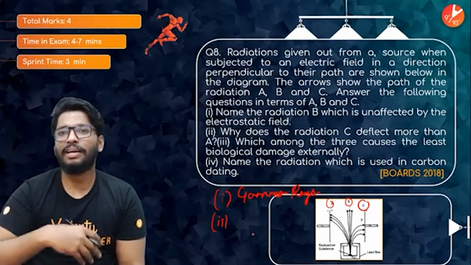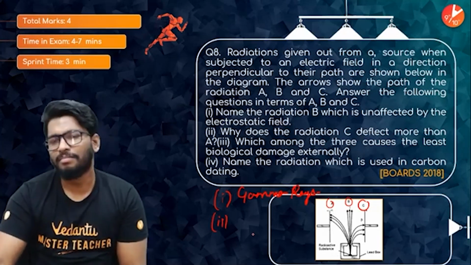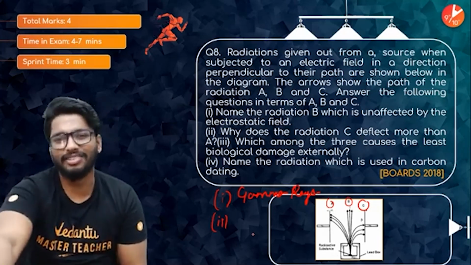In comparison, beta is much lighter than alpha. In other words, alpha is much heavier. You can see that alpha is much heavier. So that is one more thing.